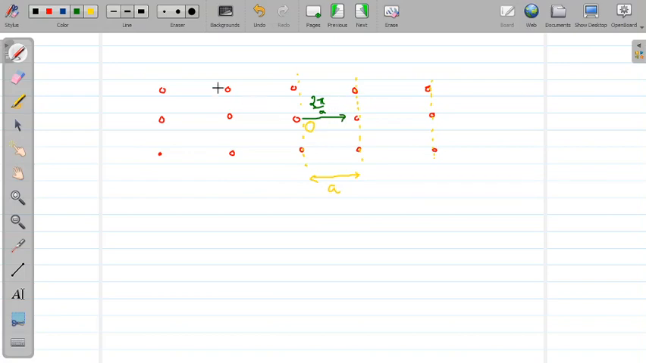And then what should I do? I should plot a point at the end of this vector. Mark a point. Now in the next step, let us consider another set of plane.